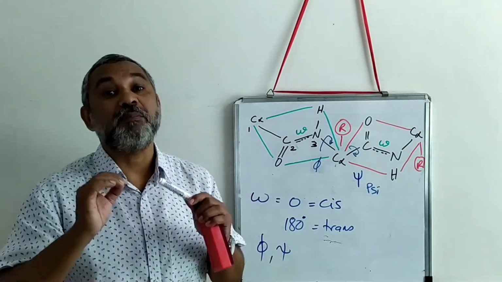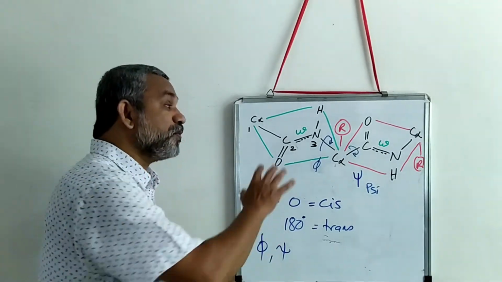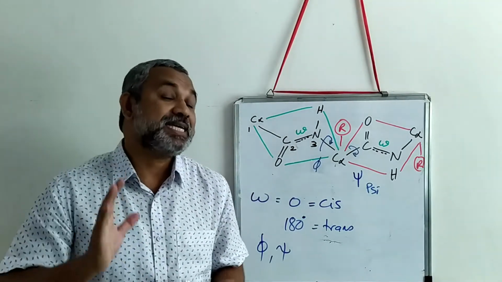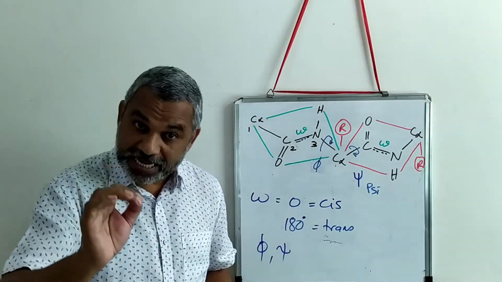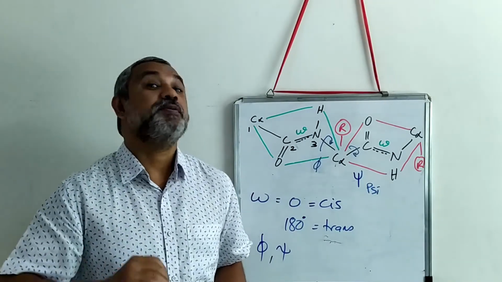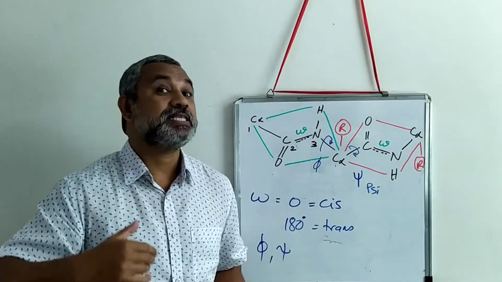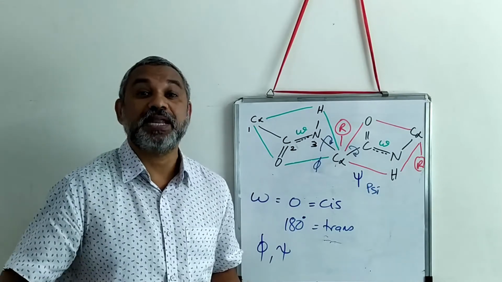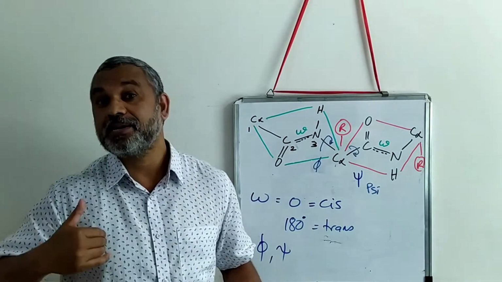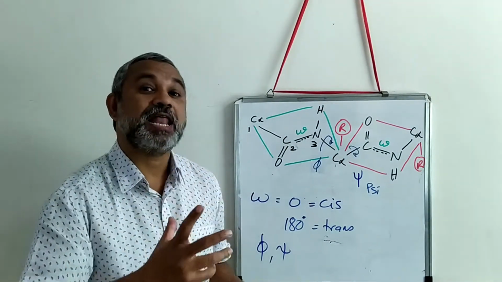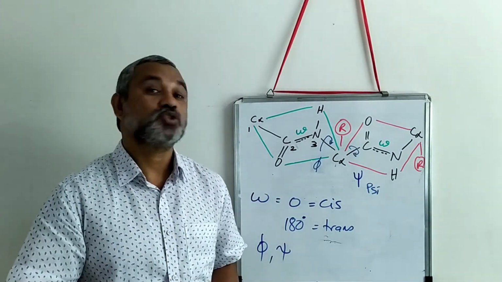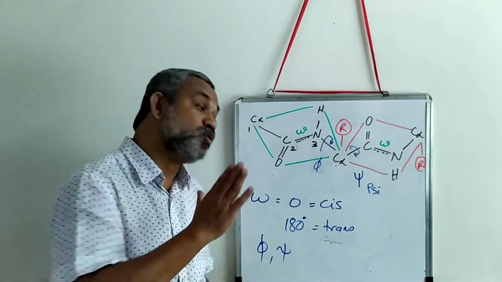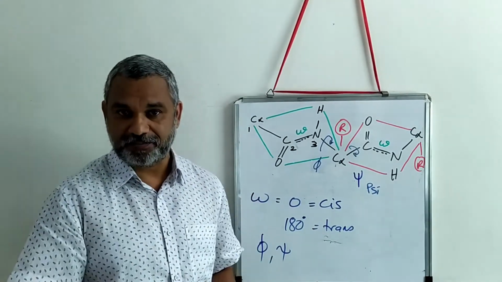What are some of the significances of knowing these dihedral angles? It will help us to predict the structure of a protein. We begin to understand that there is a greater flexibility possible in a protein, and protein structure can be predicted by knowing these bond angles. So these are the advantages of knowing about torsion angles.